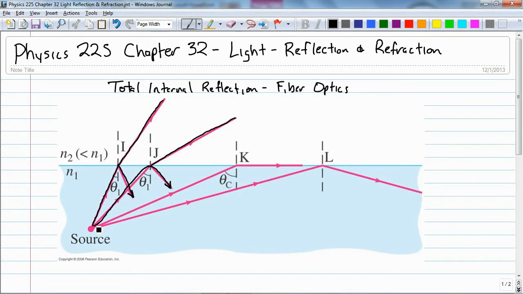There's a certain point, though, at which the angle causes the light to skim along the boundary. In other words, the angle on the side of medium 2 is at 90 degrees. Anything greater than that angle will cause total reflection back into medium 1. There will be no refraction.